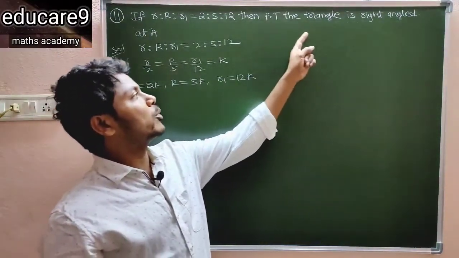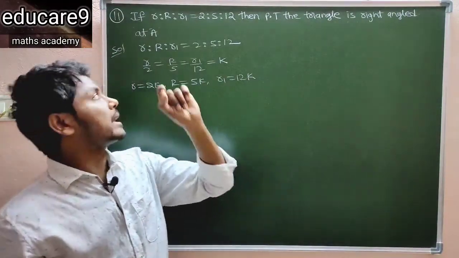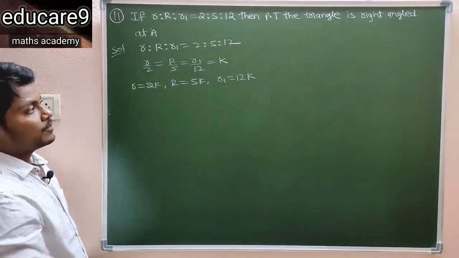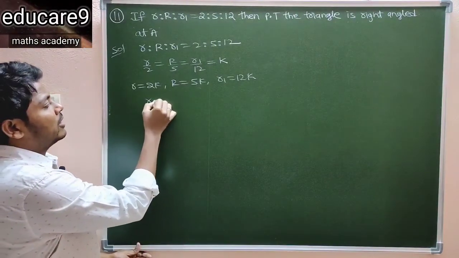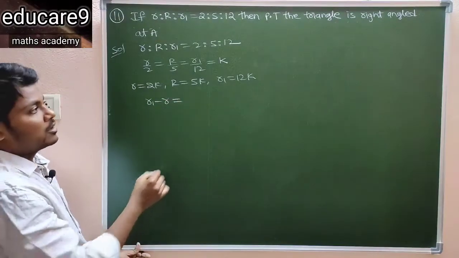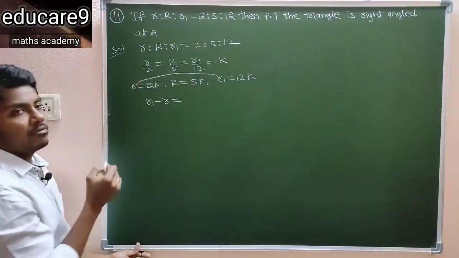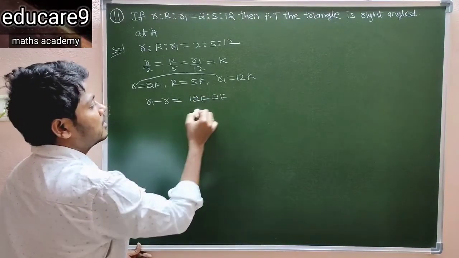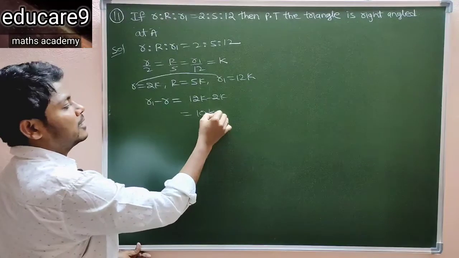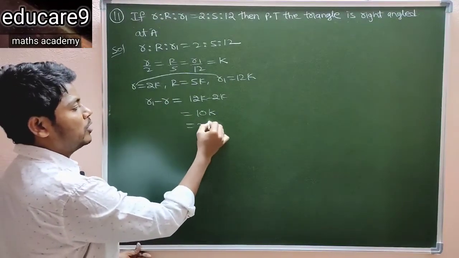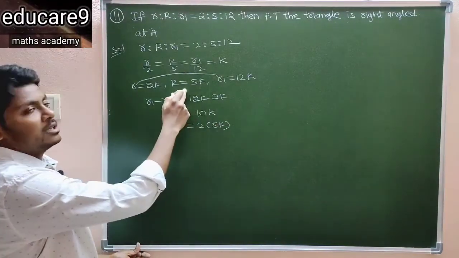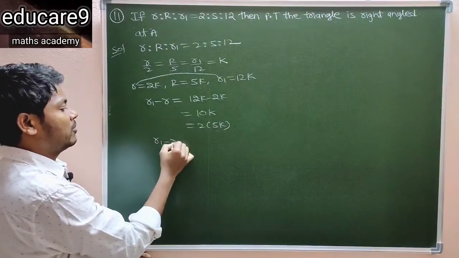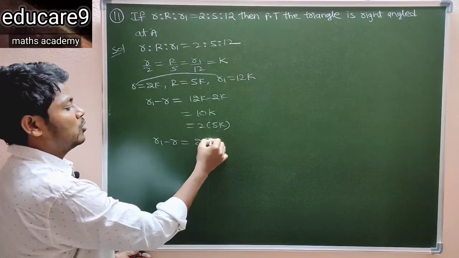Here you need to prove the triangle is right angle at the vertex C. See here, once you observe here, r1 minus r. Okay. If you do r1 minus r, what you get? 12k minus 2k. That is 10k. How to write this one? 2 into 5k. So clearly, what is 5k value? Capital R. Therefore, r1 minus r is equals to 2 capital R.